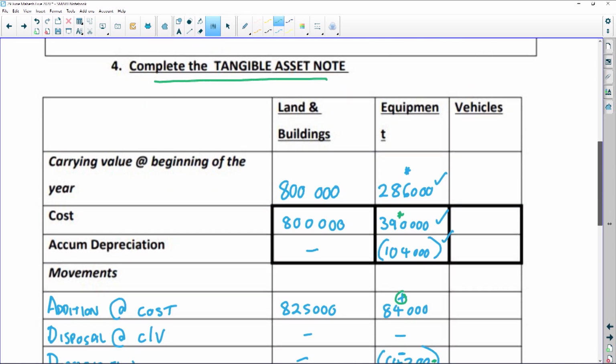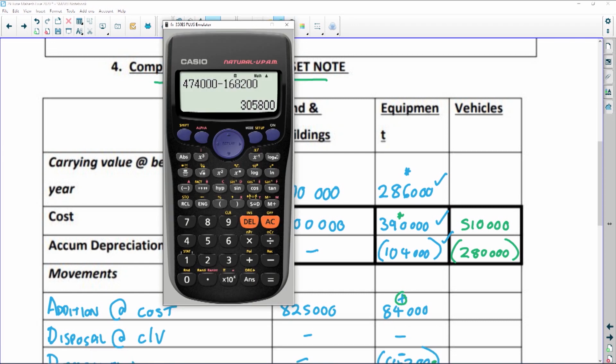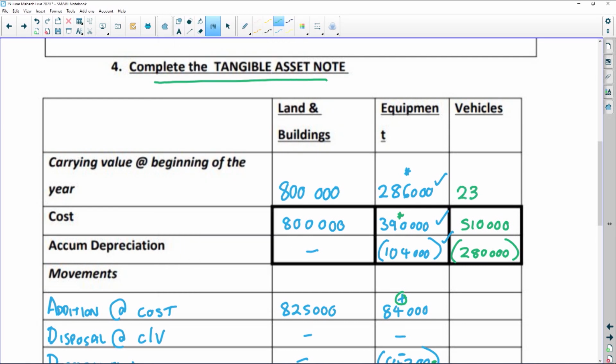Okay, so cost an amount of 510,000 minus accumulated depreciation 280,000, and once again it's got to be in brackets. So my carrying value at the beginning of the year, obviously I'm subtracting 510,000 minus 280,000, and that gives us an amount of 230,000. So 230,000.